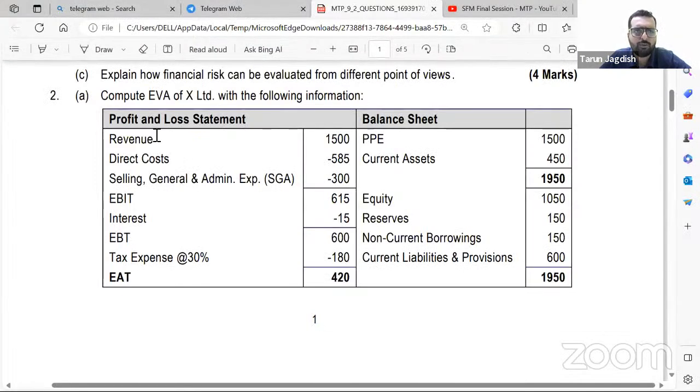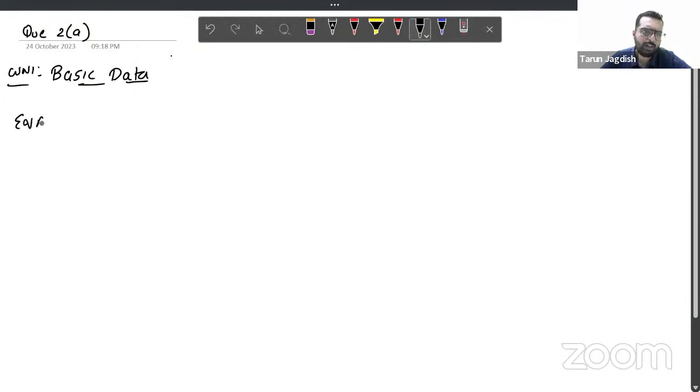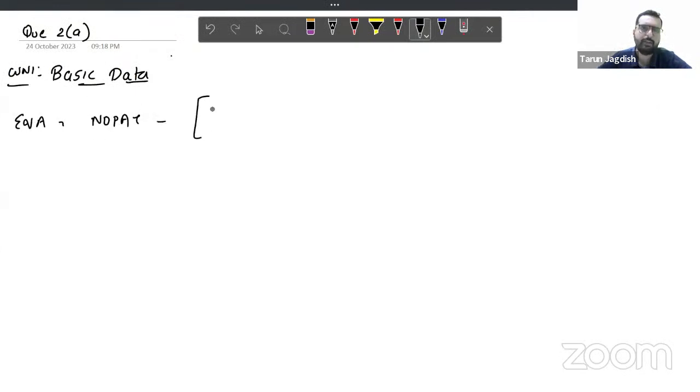So here, friends, you have the revenue, cost, selling expense, EBIT is given, EAT is also given. So this is basically the P&L and this is the balance sheet. What is the formula for EVA? The formula is NOPAT minus whatever is the investment, that is the opening capital, or opening capital into WACC. That is the formula for EVA.